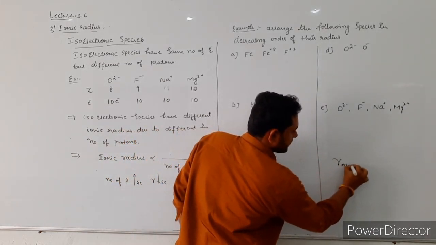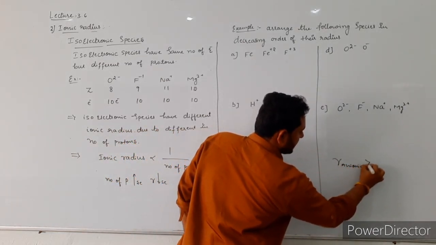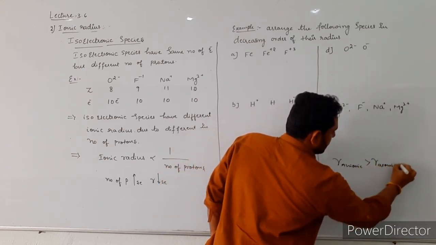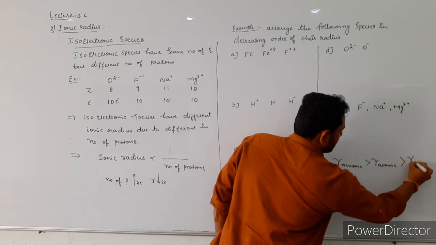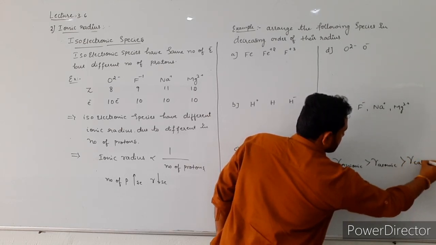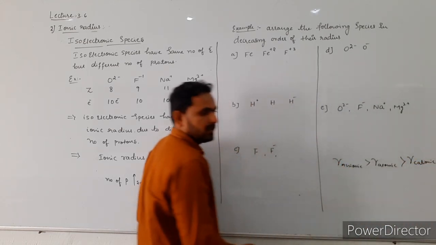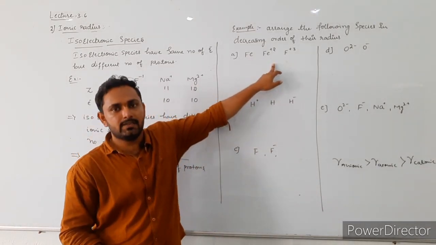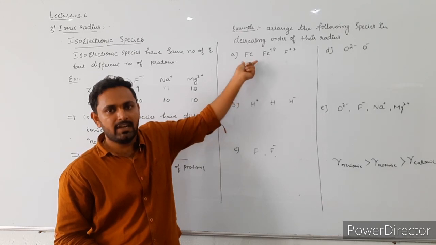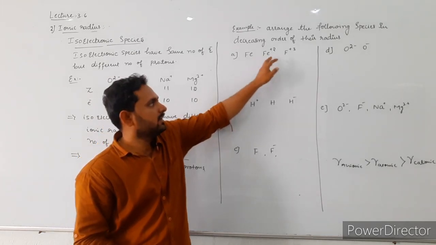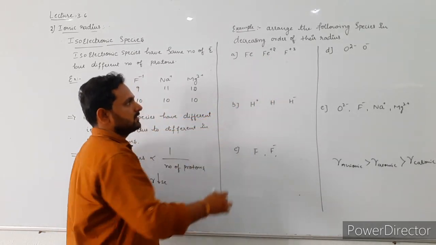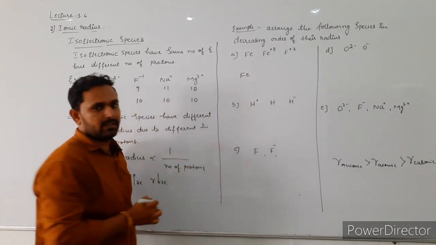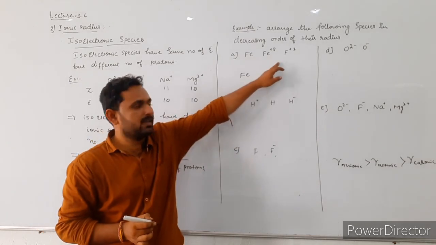Anionic radius is greater than atomic radius, right? Atomic radius is greater than cationic radius. Now tell me, between these 3 elements, which has more radius? Iron. Atomic radius is more than cationic radius. So the radius of Fe is greater than Fe plus 2 and Fe plus 3.